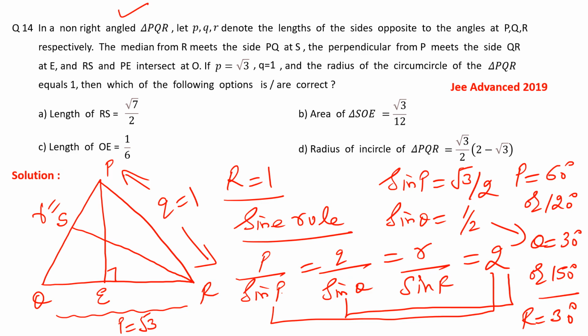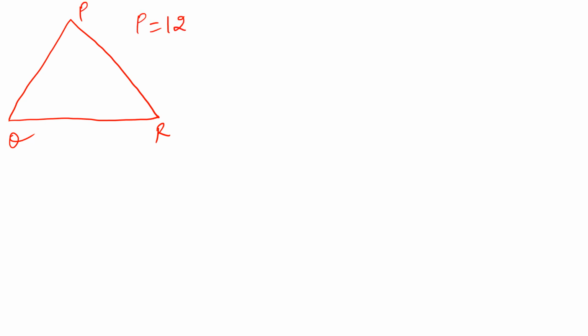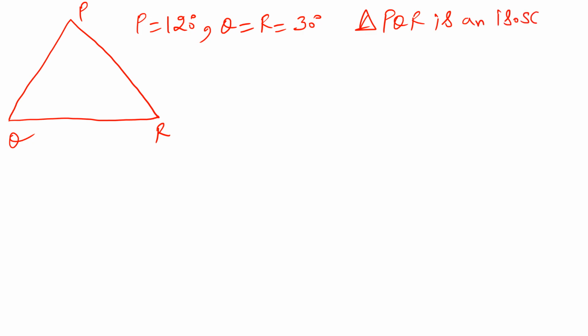Now we move further. Let me make the triangle again. Now in triangle PQR, we know all the angles. Angle P equal to 120 degree. Angle Q and R both are equal to 30 degree. So that means triangle PQR is an isosceles triangle. Right? So this means small q is equal to small r equal to 1. Why? Because the sides opposite to equal angles of a triangle are always equal.